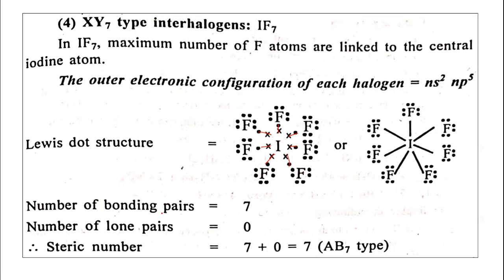So the number of bonding pair electrons is equal to 7. Lone pair electrons equal 0. So steric number is 7 plus 0, equal to 7. So this is an AB7 type of molecule. No lone pair electron is here, as 7 fluorine atoms are covalently bonded to the central iodine atom. So no electron is left for iodine. All the electrons are involved in the bonding. This is the Lewis dot structure of the IF7 molecule.